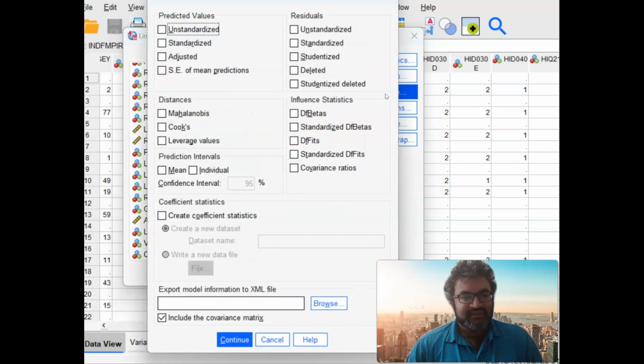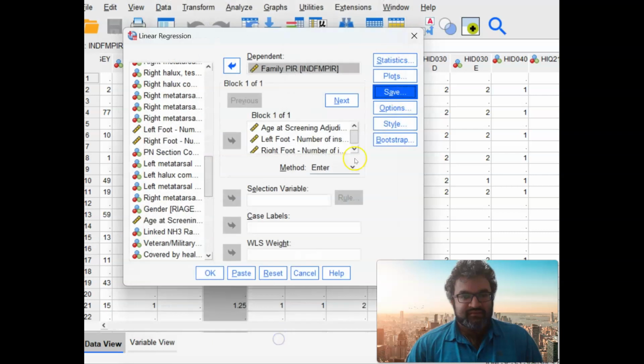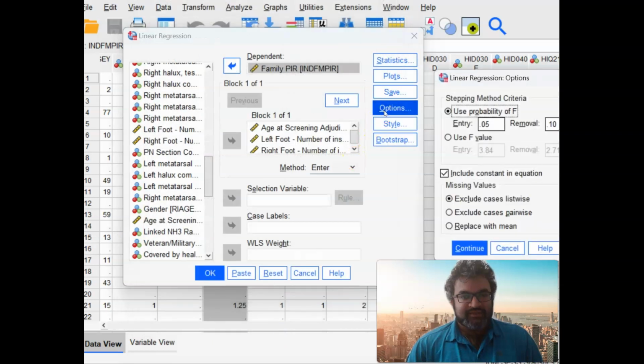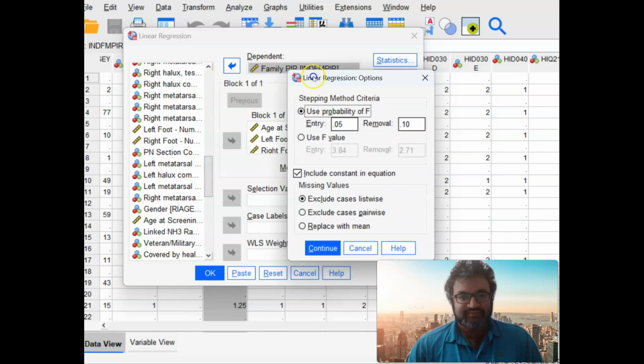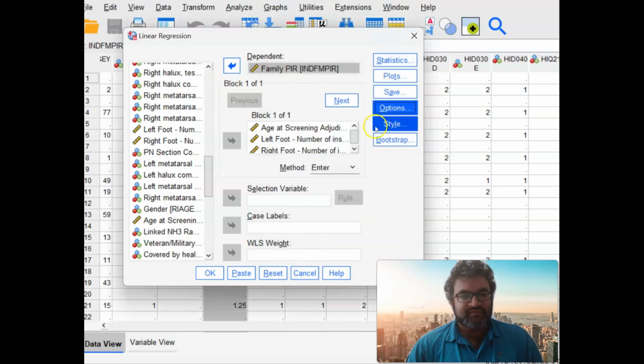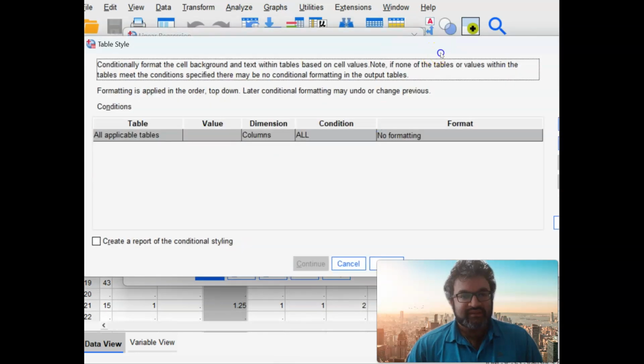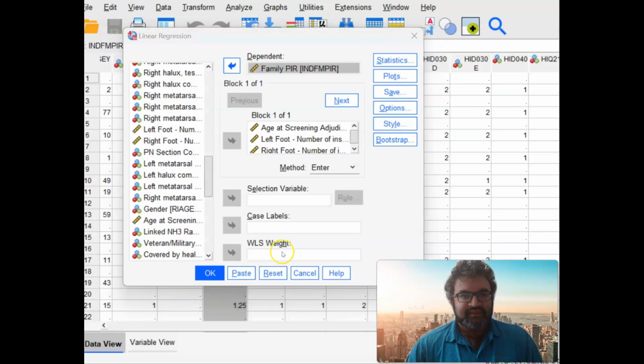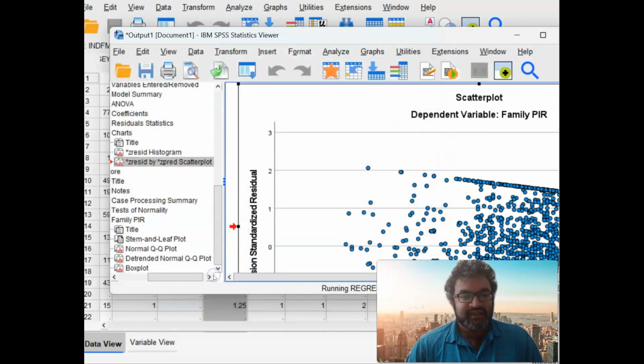Take a look at Save, then make sure Options, and then you want to exclude cases listwise, and then include constant in equation, and then everything else is filled out. So then we're ready to select OK.